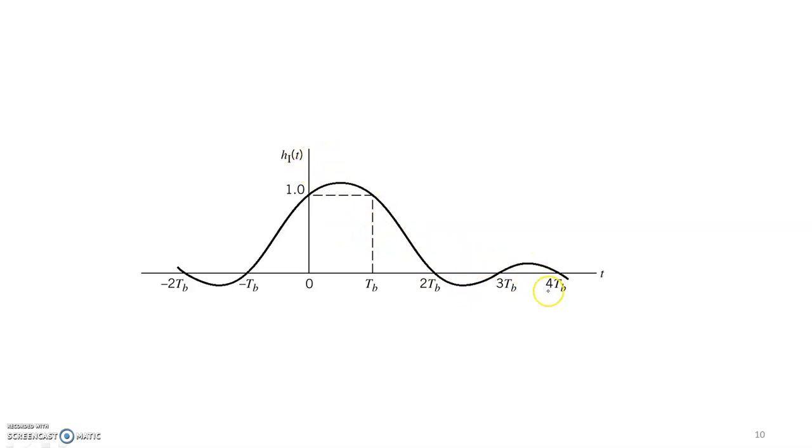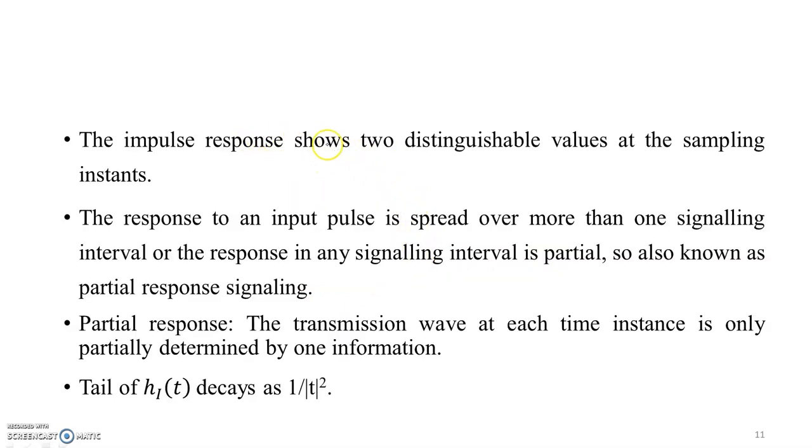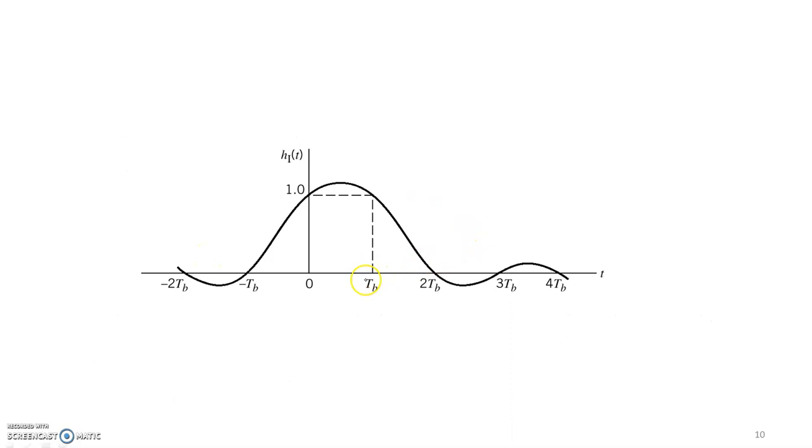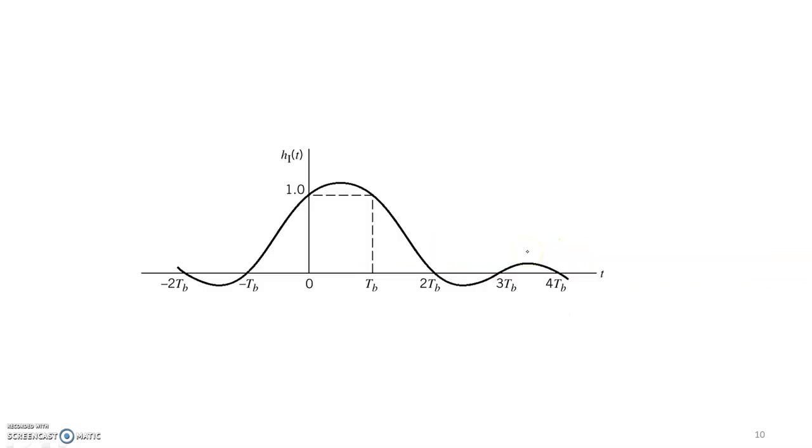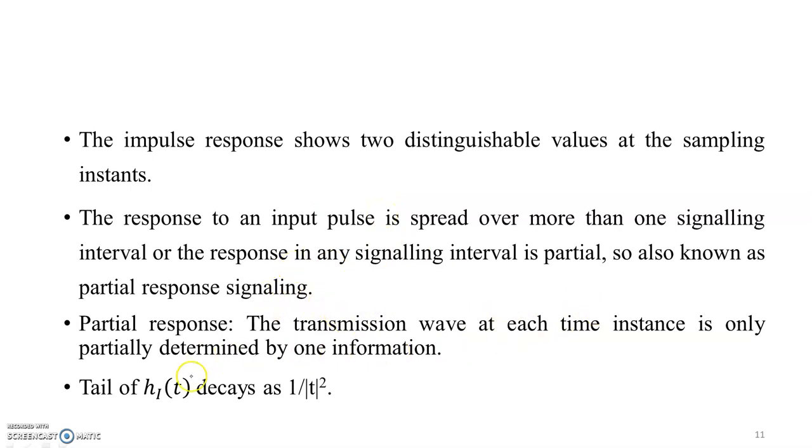So just plotting this as a function of time, what is evident from this figure? The impulse response shows two distinguishable values at the sampling instant. You can see that the impulse response is spread over more than one signaling interval. That is, at Tb it has a non-zero value, and only at 2Tb it has the value 0. So the response in any signaling interval is actually partial. When you consider only the interval Tb, the response is only partial. That is why we call it partial response signaling.